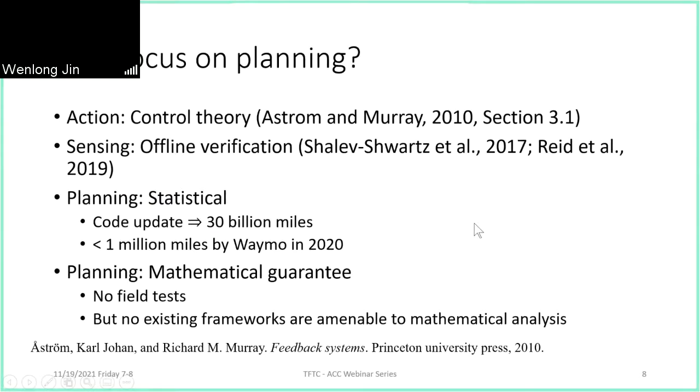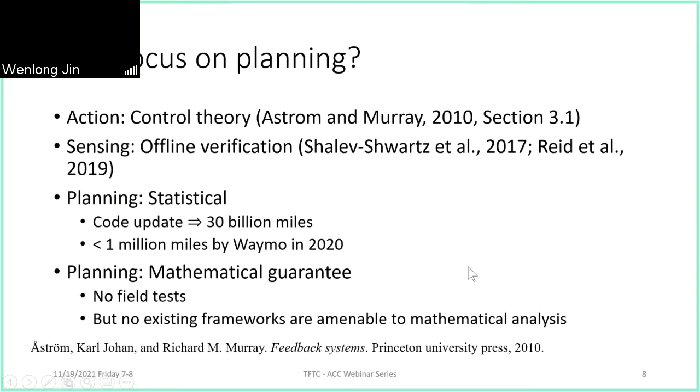While planning is a little bit different, mostly we have to do it in the real world. And there have been 2 approaches. One is based on statistic methods, whether it's artificial intelligence or other machine learning. If it's based on statistic methods, then if we update the code, we really need to test for another 30 billion miles. I don't know if this number is correct, but Waymo actually tested less than 1 million miles in 2020.